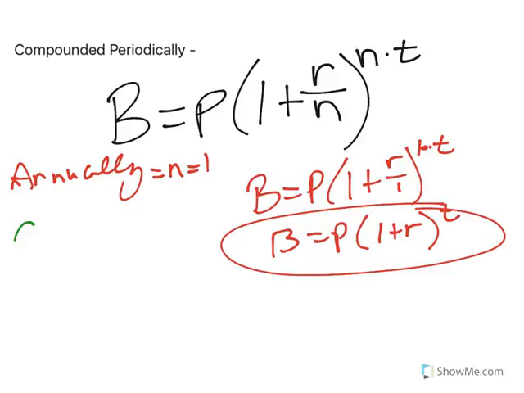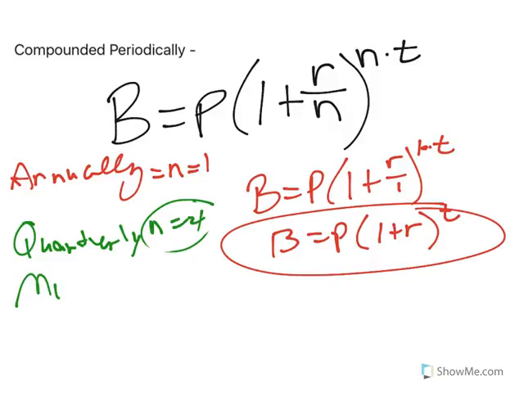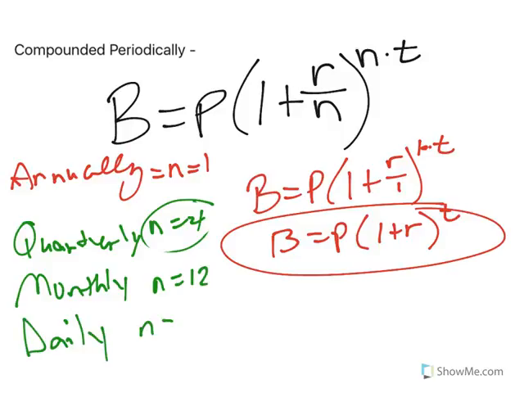So you just have to be aware that if you're doing quarterly, that means N equals 4. If you do monthly, well, there are 12 months in a year, so N equals 12. Daily, well, we assume there are 365 days in a year. Weekly, N is 52. Biannually, that's twice a year. So N is just how many times you're compounding in a given year.